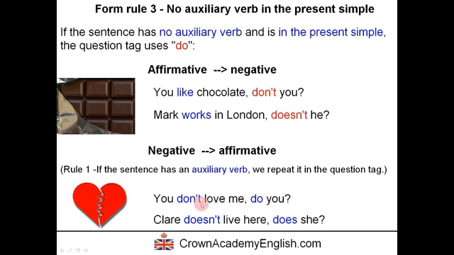It's probably easier to think of this rule. We have an auxiliary verb here, you don't love me, and so we repeat it in the question tag. You don't becomes do, doesn't becomes does. Okay, so rule 1 is probably an easier way to remember this one. Okay, but it's the present simple, and it's the negative of the present simple.